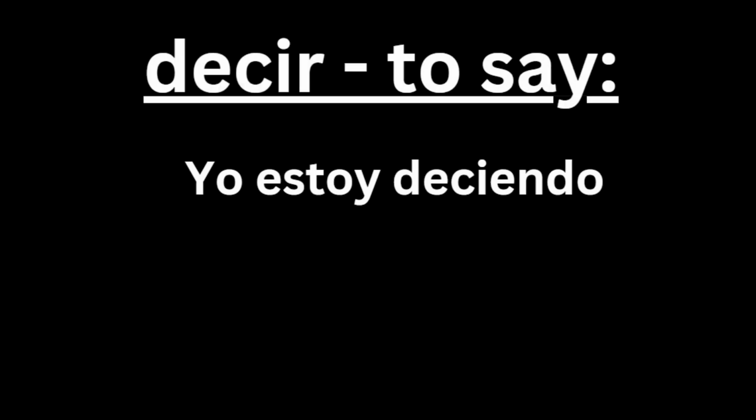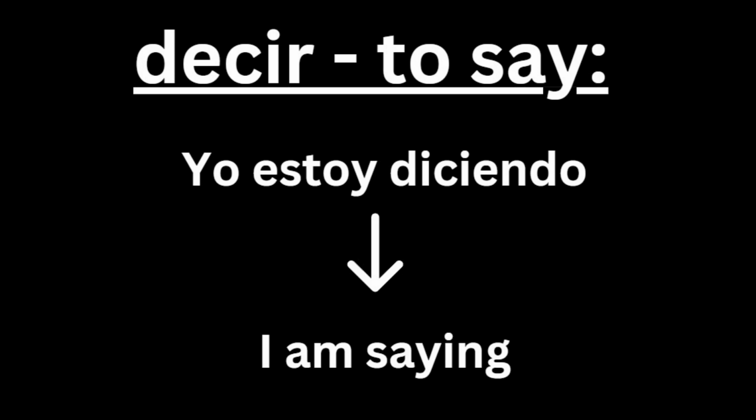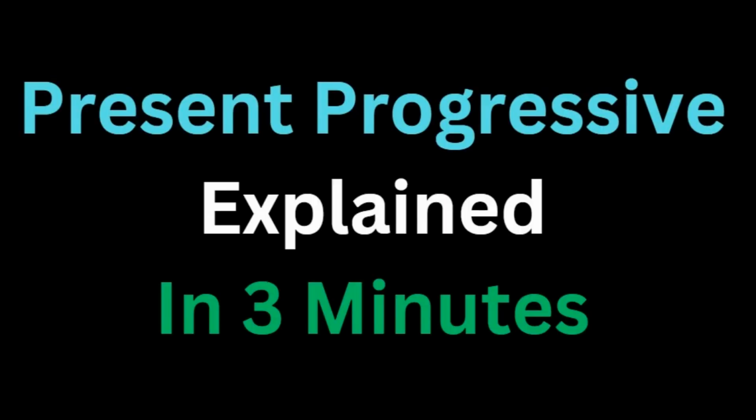There is, however, another stem changing verb in Spanish, like decir, which means to say. You would want to say yo estoy deciendo, but Spanish says that you have to change the stem of the verb to make it sound better. So instead of saying deciendo, you would say yo estoy diciendo, which would mean I am saying, and once again, the same principle applies to the rest of the pronouns. This has been the present progressive in Spanish.